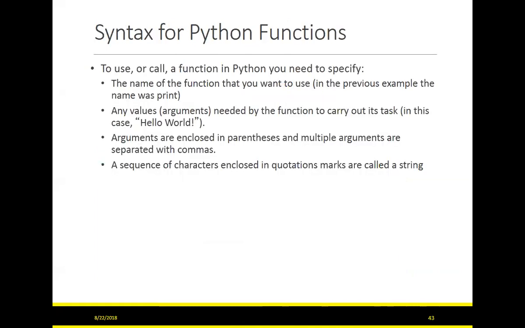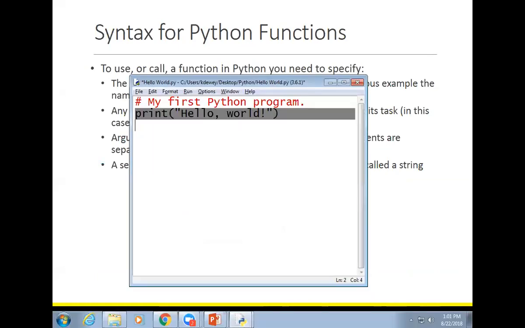Syntax for Python programs. To call a function, you need to specify the name of the function, followed by arguments. This print right here is actually a function or a method that someone wrote, and we're passing hello world to it. That's called an argument. That is a string argument we're passing to the print method.